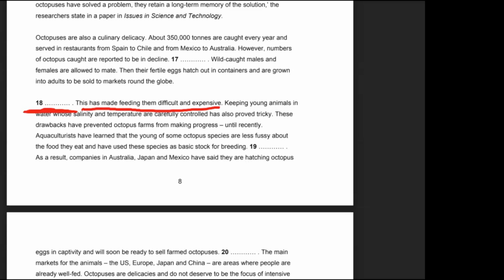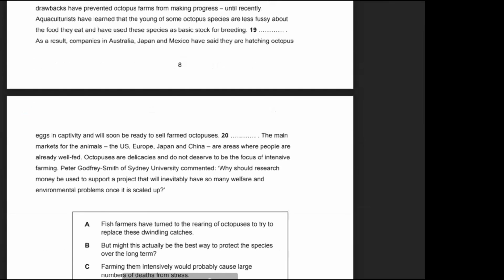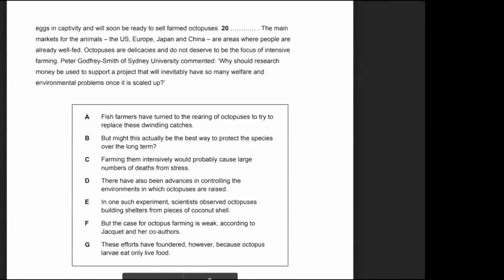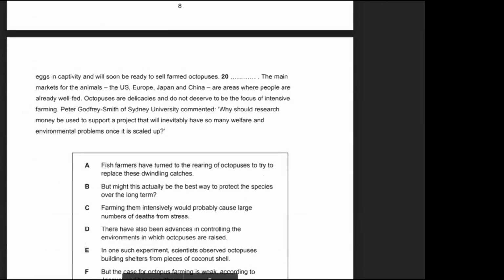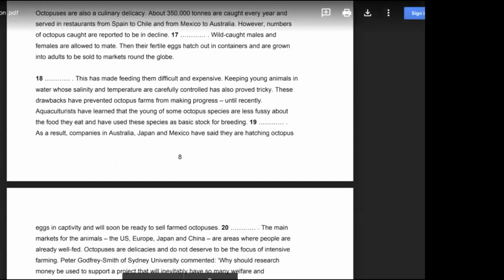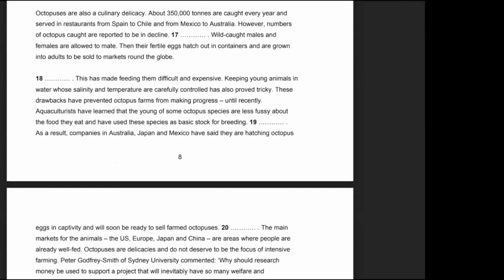Question 18, of course, demands an explanation, or rather it is the explanation: something, and then this has made feeding them difficult and expensive, right? That is the explanation. So I need to go back and find something that it is actually explaining in the first place, right? So if I look at the answer to question 18, which was, these efforts have floundered because octopus larvae only eat live food, then that is something that actually has a clear explanation afterwards. So they only eat live food, right? Which makes feeding them difficult and expensive. There's a nice explanatory relationship there, which is why that was the best answer.